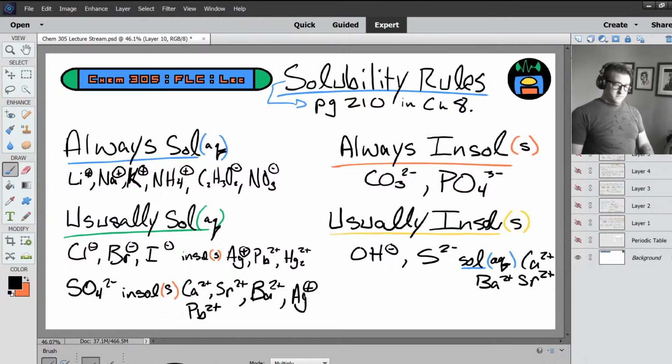All right, so these are the solubility rules. In the book, they're broken up slightly differently into the table, but they all fall in the same place. Both ways will lead you to the right answer, just different ways up the mountain.